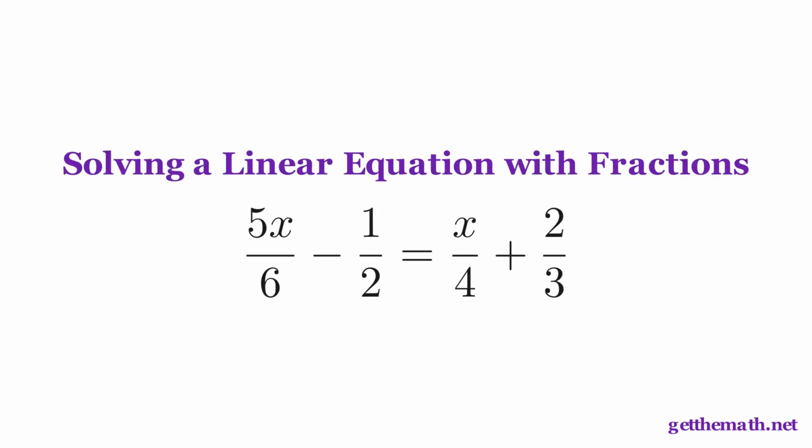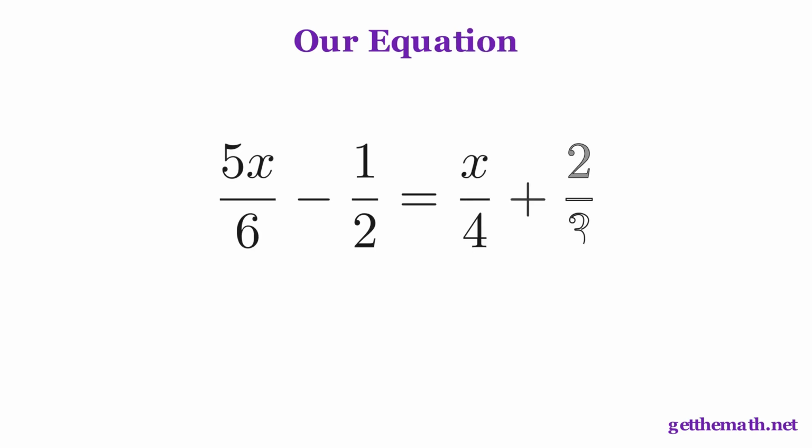Today we are solving a linear equation with fractions on both sides. The equation is 5x over 6 minus 1/2 equals x over 4 plus 2/3. This one has an x term on both sides and fractions, so we handle both challenges at once by multiplying through by the least common denominator. Our denominators are 6, 2, 4, and 3. The least common denominator of all four is 12.